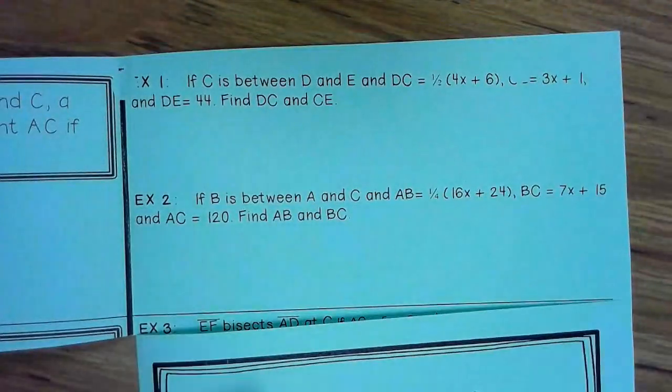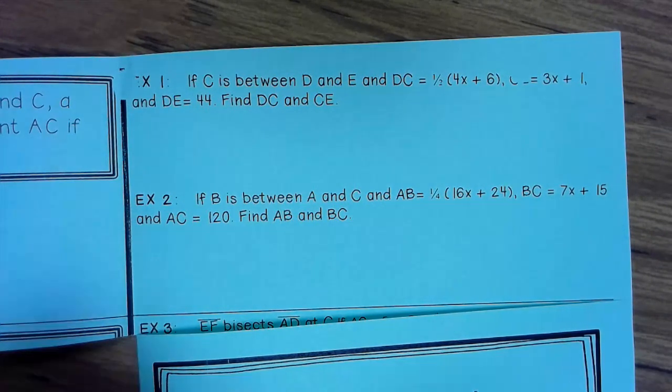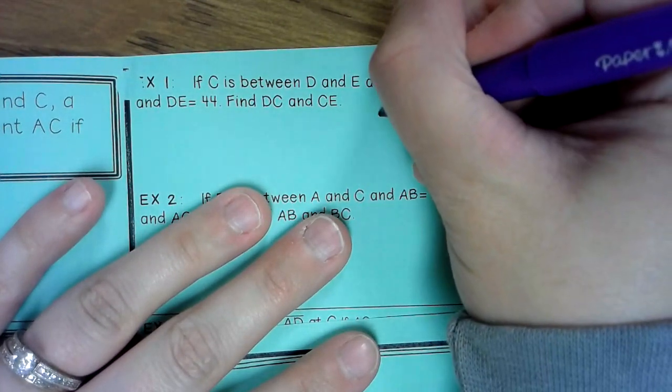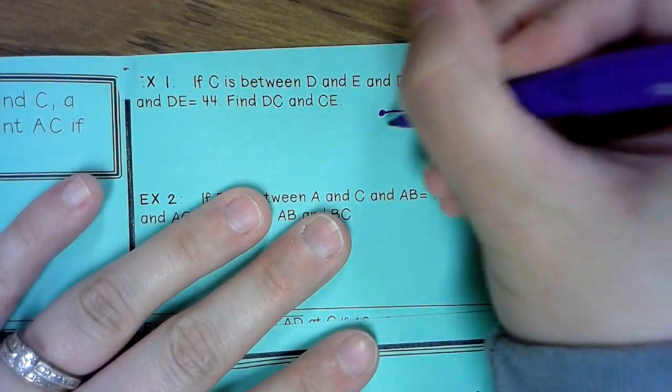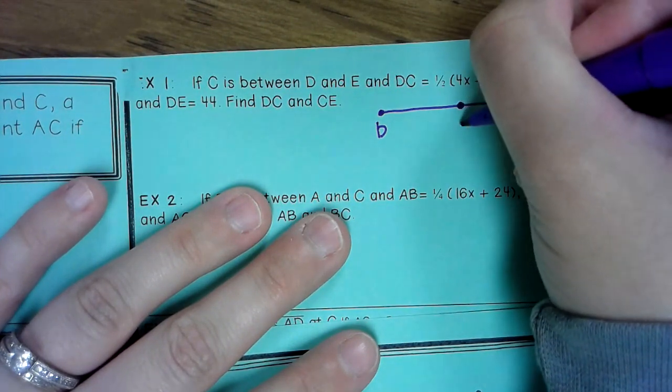are exactly the same. So here goes. I told you the other day to always draw a picture if there's not one. So I am going to start with a picture. If C is between D and E. So I'm going to stop right there and I'm going to draw a picture of that. Here is D and E, and it says C is between D and E.